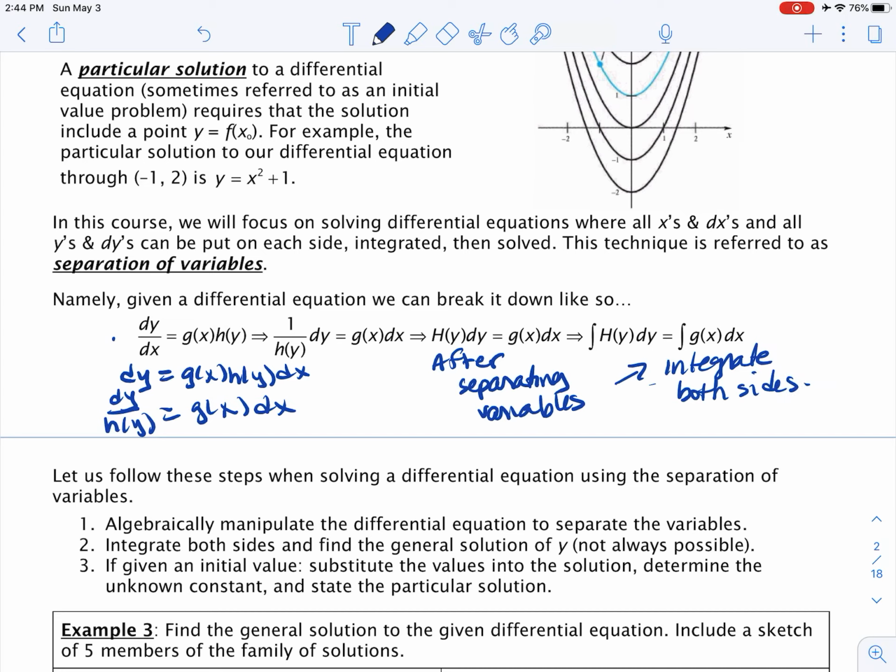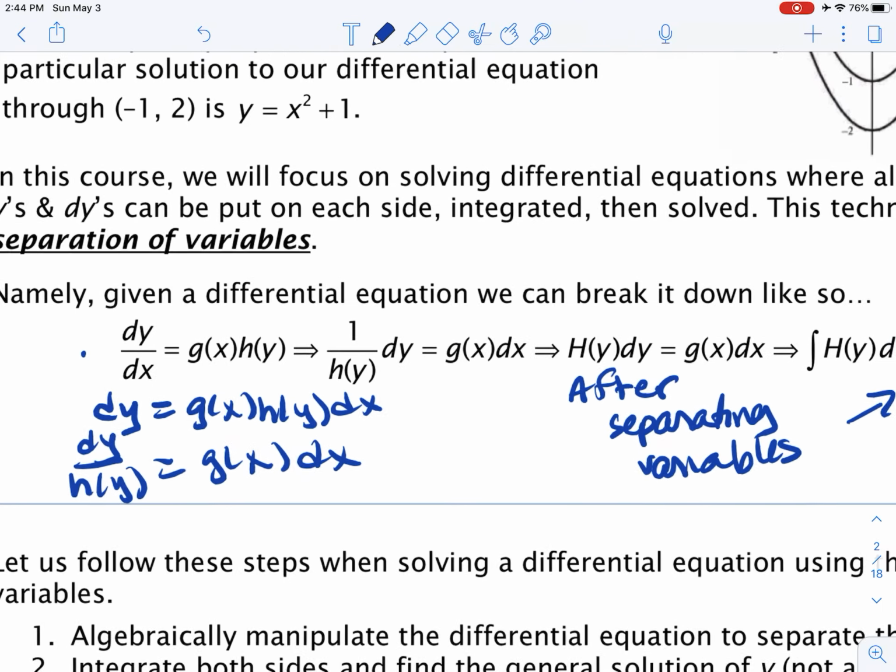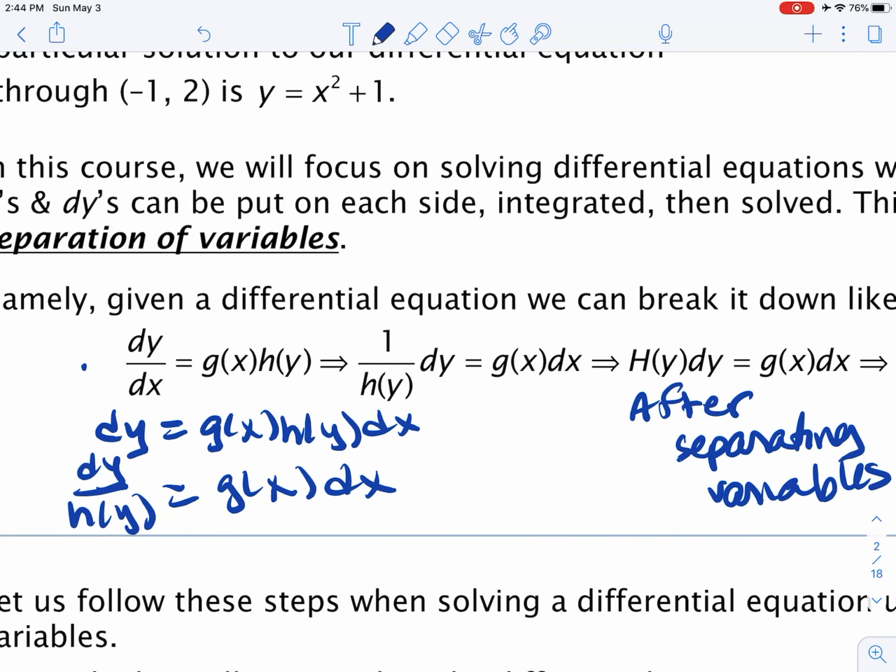Good. And then solve for y, or solve for the function. So coming back to just this equation here, dy/dx equal to g of x times h of y. How do I spot what I am solving for? Am I solving for y or am I solving for x?